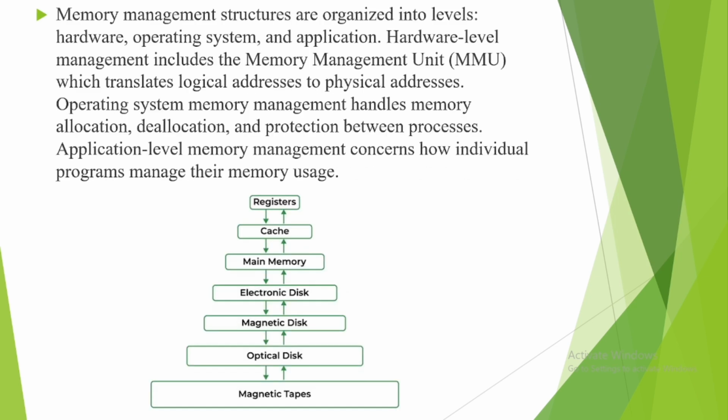Memory management structures are organized in three levels: hardware, operating system, and applications. Hardware level management includes the memory management unit, which translates logical addresses to physical addresses. Operating system memory management handles memory allocation, deallocation, and protection between processes. Application level memory management covers how individual programs manage their memory use. Register, cache, main memory, electronic disks, magnetic disks, optical disks, and magnetic tapes.